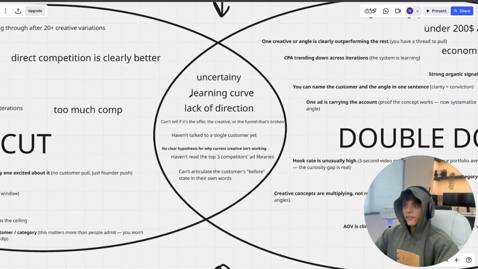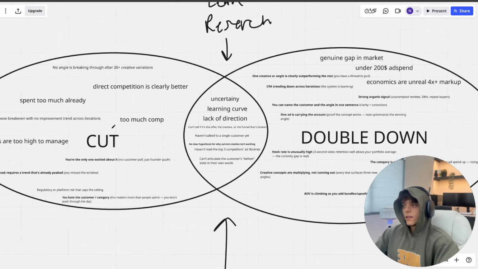If there's a learning curve, so if your skills aren't good enough, then it's not really cut or double down. You just need to get better yourself. It's not the product, it's you. If it's lack of direction, it's also not the product, it's you. Because with lack of direction, sometimes you'd be like, okay, I don't see where this can go.